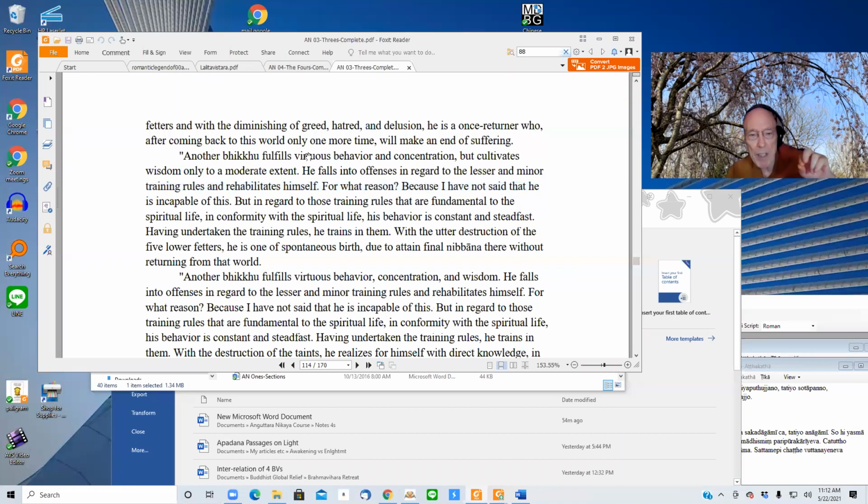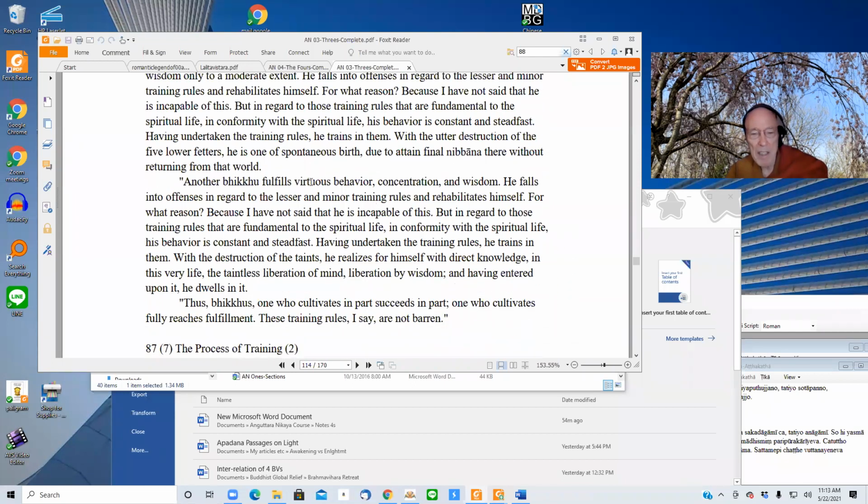Then here we have the one who fulfills virtuous behavior and concentration, but cultivates wisdom only to a moderate extent. And so this person, with the utter destruction of the five lower fetters, is one of spontaneous birth who attains final nibbana there without returning from that world. In other words, this becomes the non-returner. And then the one who fulfills virtuous behavior, concentration and wisdom, this person, with the utter destruction of the asavas, realizes the taintless liberation of mind, liberation by wisdom, enters in it and dwells in it. So this is the arahat.